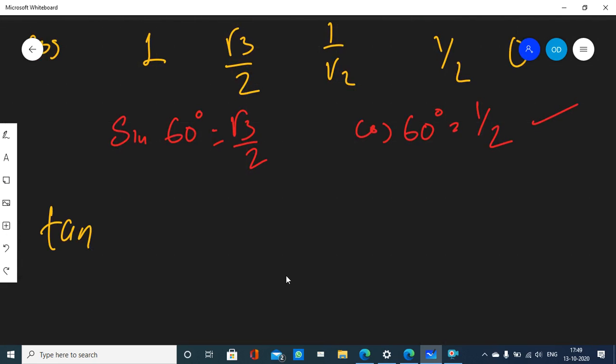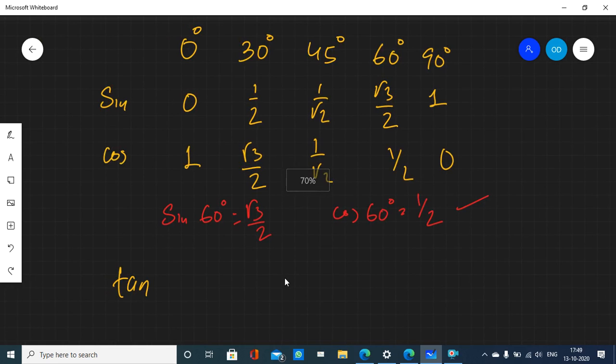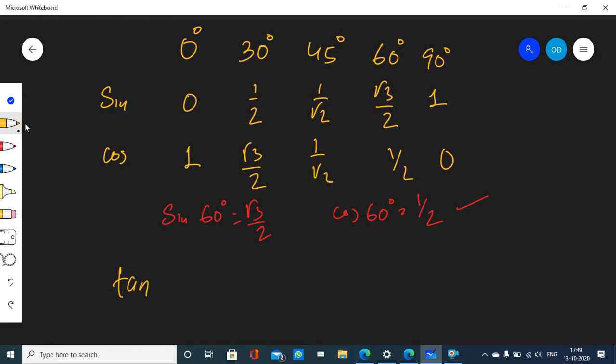Well, tan you will tell me by yourself now. Tan theta is equal to what? Sin theta by cos theta. So if I ask you tan 0 degree, it will be equal to what? Sin 0 degree by cos 0 degree. Sin 0 degree is 0 and cos 0 degree is 1. So 0 by 1 will be equal to 0. So tan 0 degree is 0.